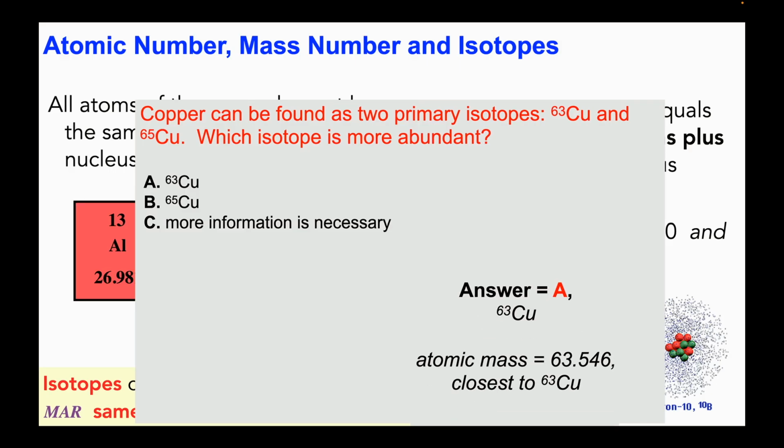Copper 63 is roughly 70% abundant, and copper 65 is about 30% abundant. Those are not things you need to know, but that's why the average mass, which is the atomic mass or molar mass, is closer to copper 63 than it is to copper 65.